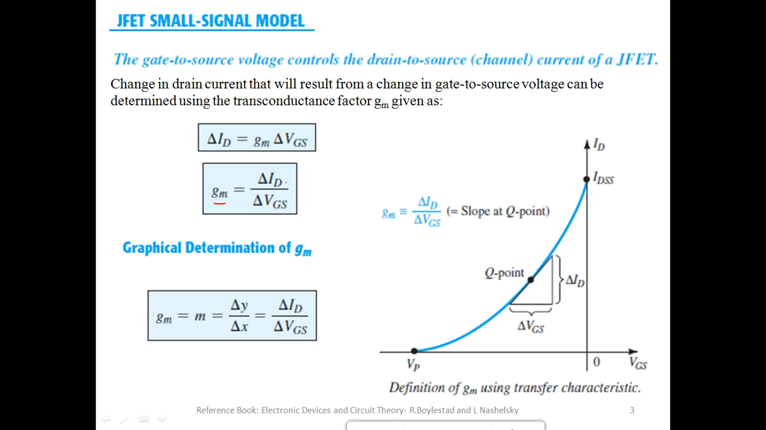Please note that the term delta means that there is a small change. So what is the small change in the current ID whenever there is a small change in the gate to source voltage? That particular change is taken up in the form of the transconductance factor GM. Graphically it is just the slope, the vertical axis upon the horizontal axis.